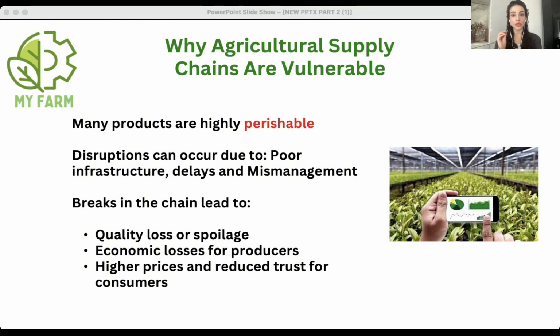What sets agricultural supply chains apart is their inherent vulnerability. Many products are highly perishable, meaning that if any part of the chain breaks, whether due to poor infrastructure, delays, or mismanagement, the product may arrive at its destination in lower quality or be lost entirely to spoilage. This indeed results not only in economic losses for producers but also in higher prices and less trust for consumers.